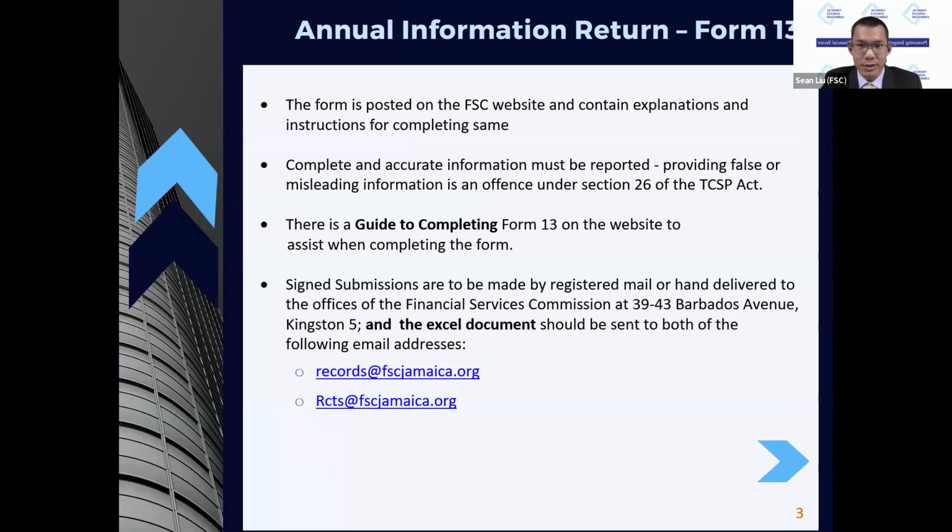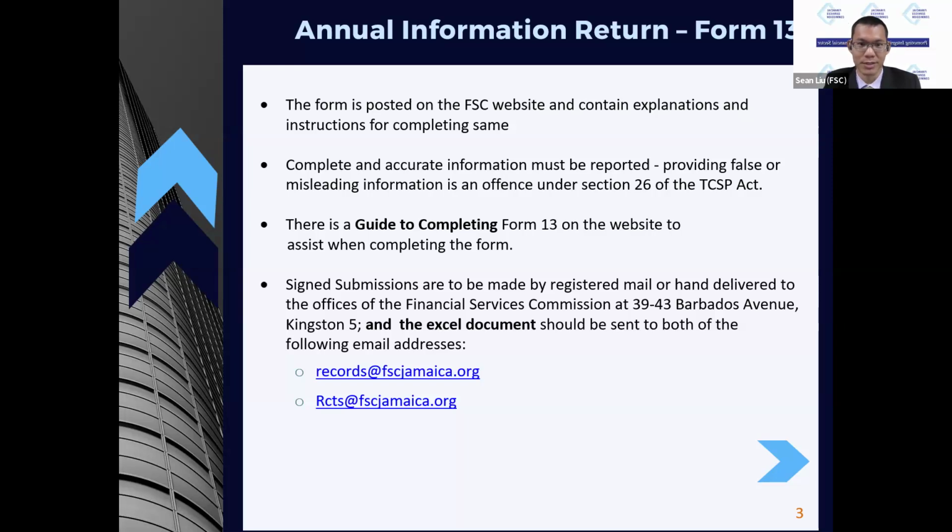As Philip had already mentioned, the form is posted on the FSC website. Inside the form, it also contains explanations and instructions for completing the form. As usual, complete and accurate information must be reported. Providing false or misleading information is an offense under Section 26 of the Trust and Corporate Services Act. Again, as Mr. Chin mentioned, there's a guide to completing Form 13 on the website. It's the same location where you can find the form as well.